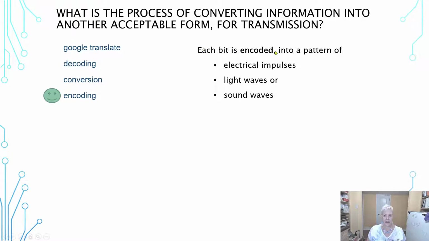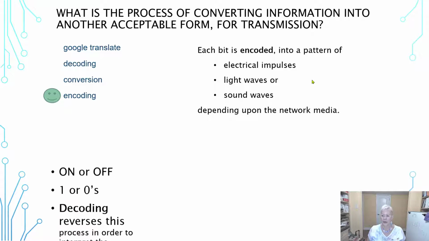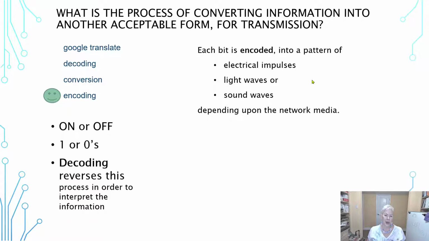So each bit is encoded into a pattern of either electrical impulses, which would be like on, off, light waves, which is also a type of on and off. The light goes on, the light goes off. Or sound waves, radio frequency waves. And what that is dependent upon is what your media is. So if it's Ethernet cable, that's copper or coax, it's going to be electrical impulses. If it's fiber optic, it will be light waves. If it's radio frequency, wireless, it will be sound waves.